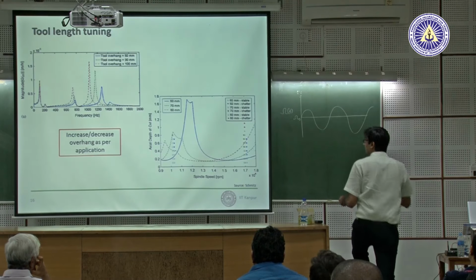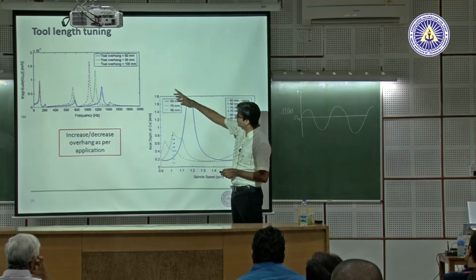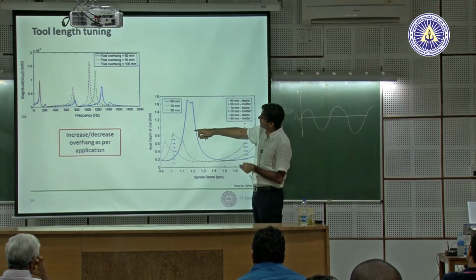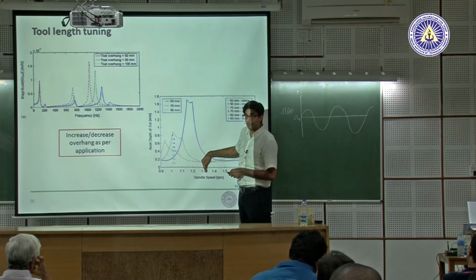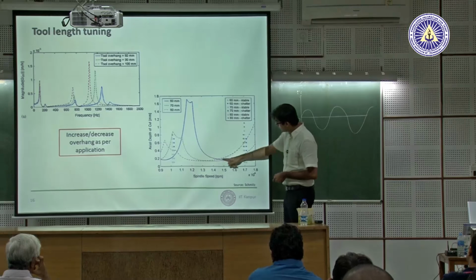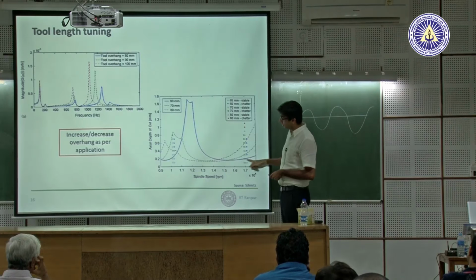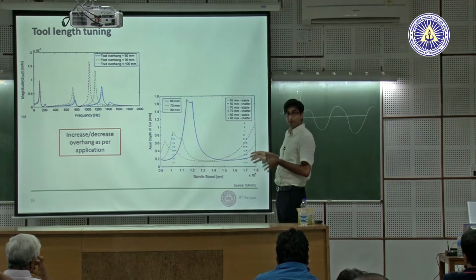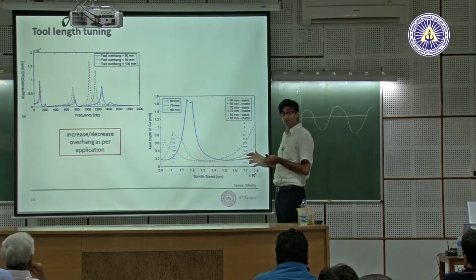And oddly, the red curve is long overhang. Blue curve is the shortest overhang. Blue curve is best only in this region. Long overhang is excellent beyond 14,000 RPM, whereas the short overhang is terrible. So if you need to cut at this speed, if you have a certain application, you know which tool to select. It's not always the shortest tool that is better.